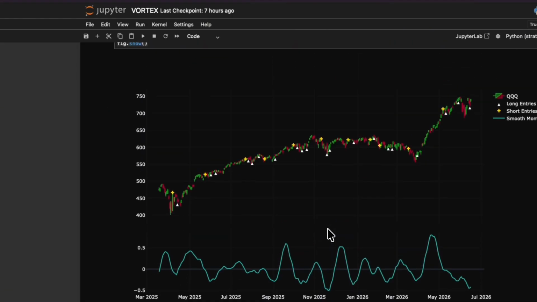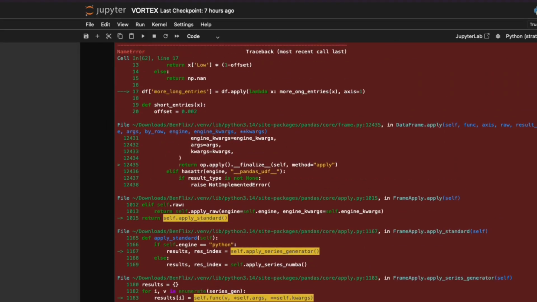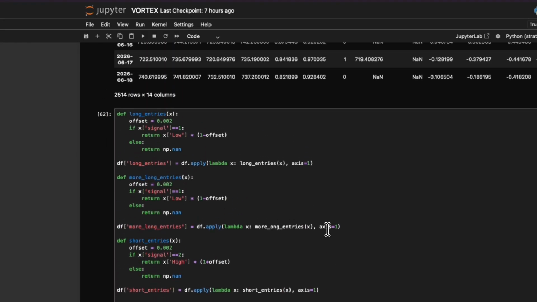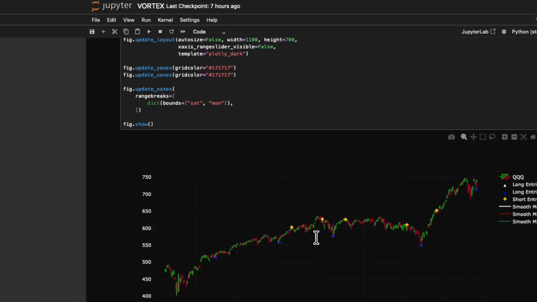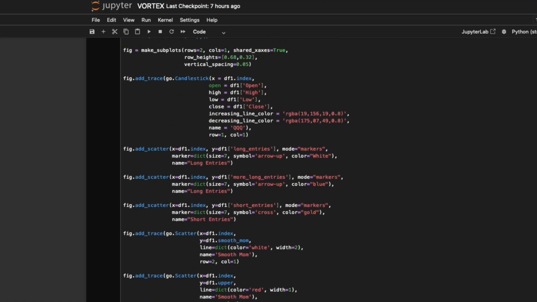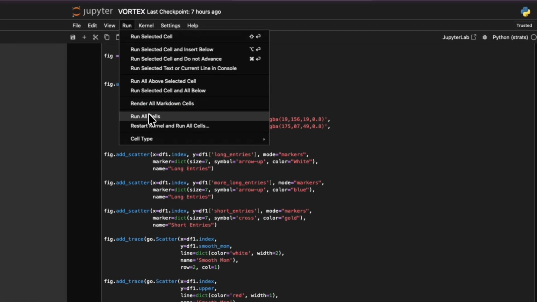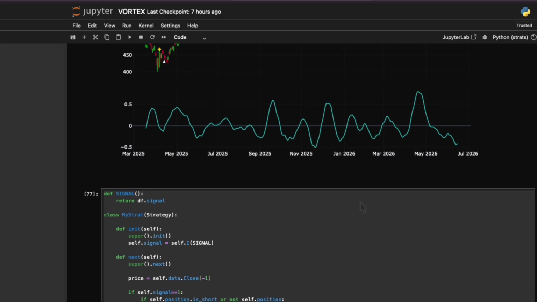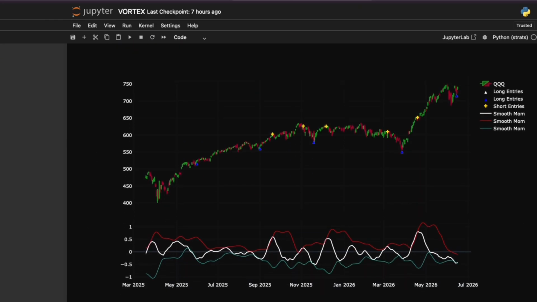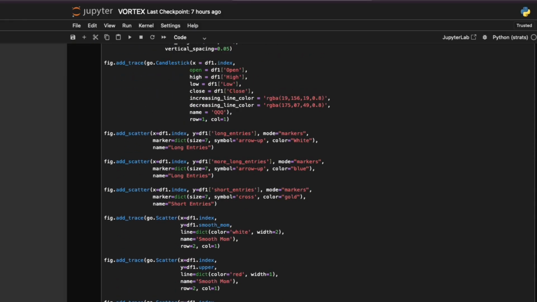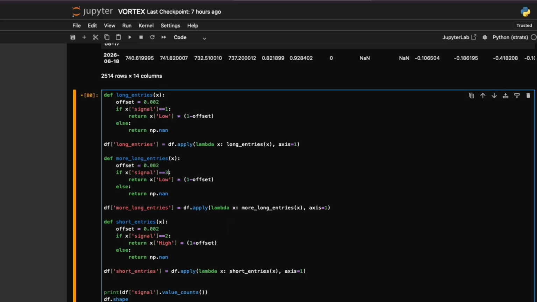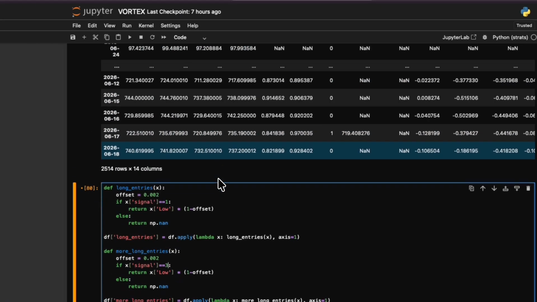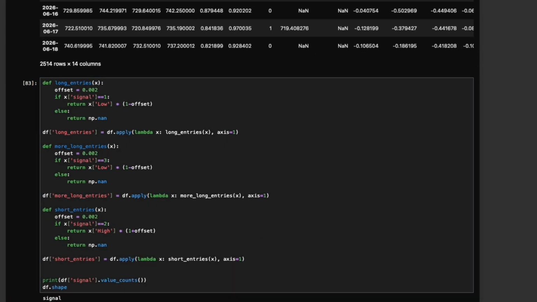here we go. So, what have I done? There we go. Lovely. Right. So, have we overlaid more long entries? Let's run it all again. Why is that overlaying? Oh, there we go. I didn't change this. So basically it was looking for signal equals 1 in there. Right. So, okay, that's better.